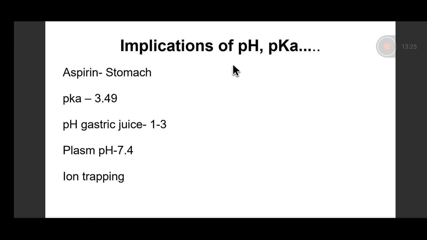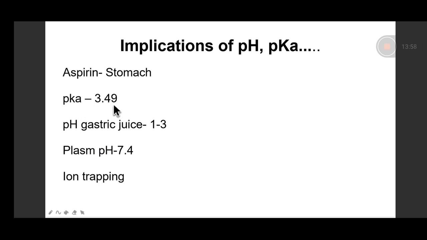Now, what are the clinical implications of pH and pK on the degree of ionization of drugs which are weak acids and bases? Aspirin is absorbed to a great extent in the stomach. Now, aspirin is an acidic drug. It has a pK of 3.49. When you take it orally, it enters the gastric lumen, which is acidic. You know gastric juice is acidic. It has a pH ranging from 1 to 3.